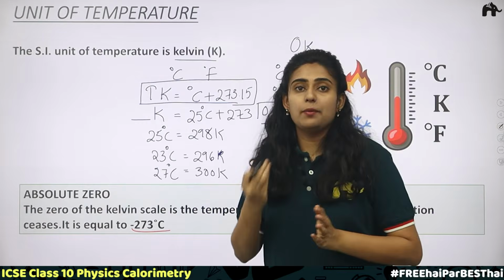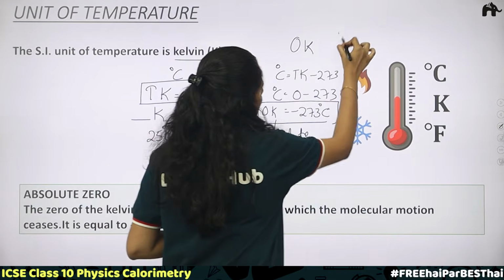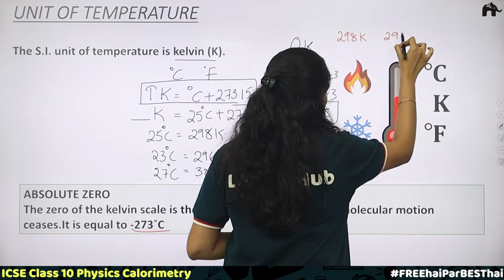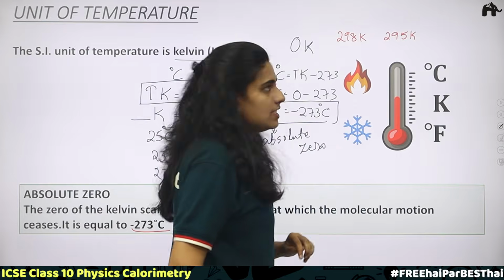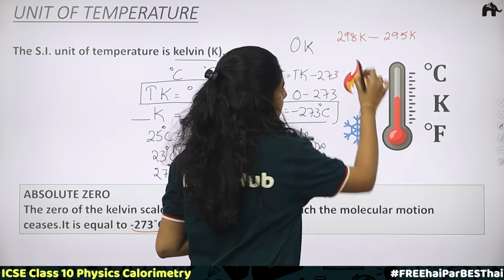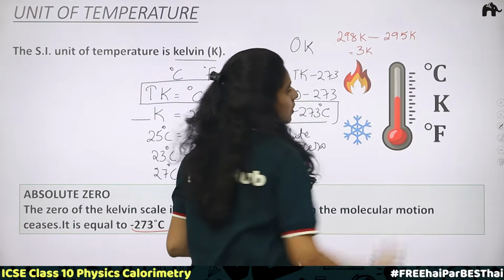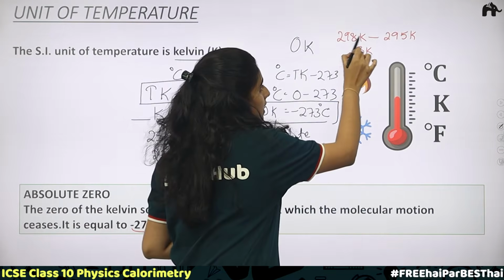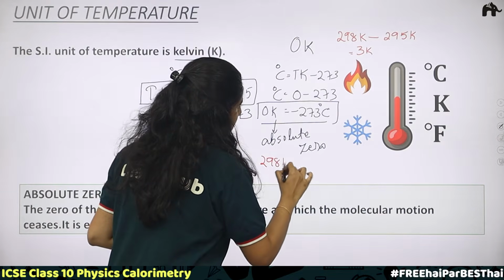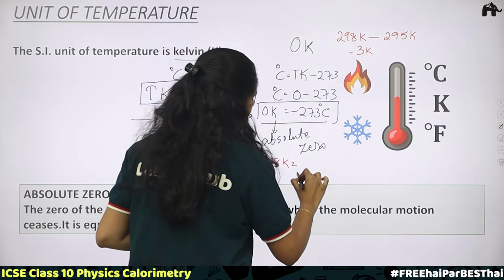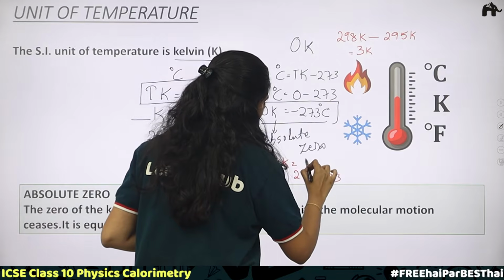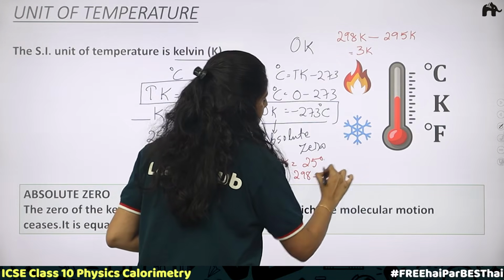Now when you take a temperature difference, for example, 298 Kelvin and 295 Kelvin, what is the difference in temperature? 298 Kelvin minus 295 Kelvin, you will get 3 Kelvin. Now what is 298 Kelvin in degrees Celsius? 298 Kelvin will be equal to 298 minus 273, which is 25 degrees Celsius.